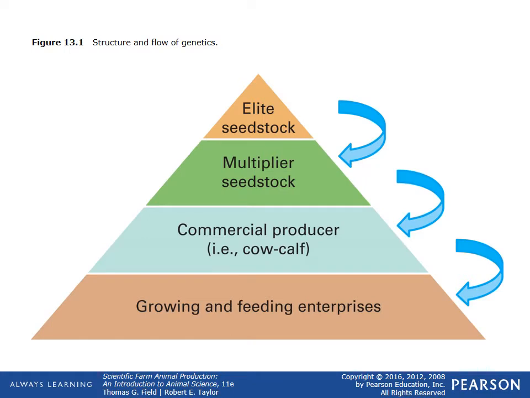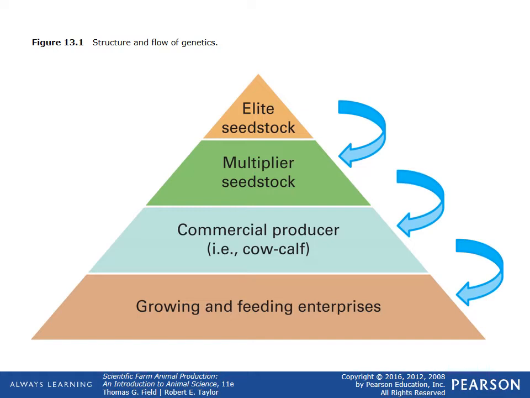Here's a chart that your author puts together, giving you the idea of the structure and flow of genetics. At the top of the pyramid, we have your elite seed stock producers. This would be potentially your breeders that are making the absolute best genetics out there. Next are your purebred breeders, the green block in the pyramid, that are your multiplier seed stock. So these are guys taking those high-end genetics and breeding their cows or their pigs or their sheep to those high-end genetics that the elite guys are using.